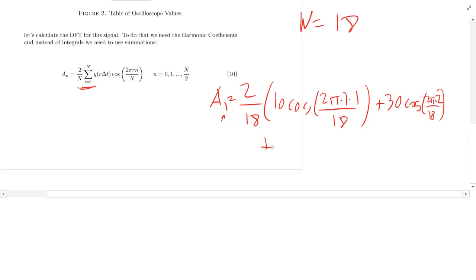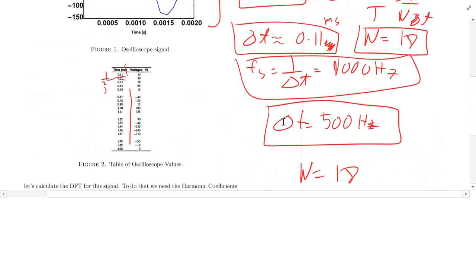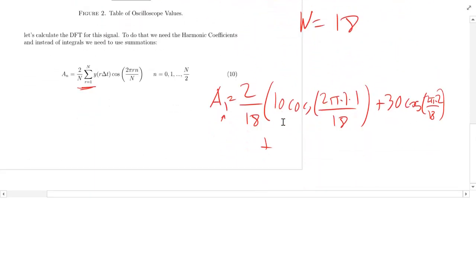What is the next one? We're going to sum all the way to 18. I'm not going to do all of them, but you're going to get the picture here. So we've done 30. What's the third point? 70. So plus 70 times cosine of 2 pi. What is my R value here? First point, second point, third point, still times the first harmonic over 18.